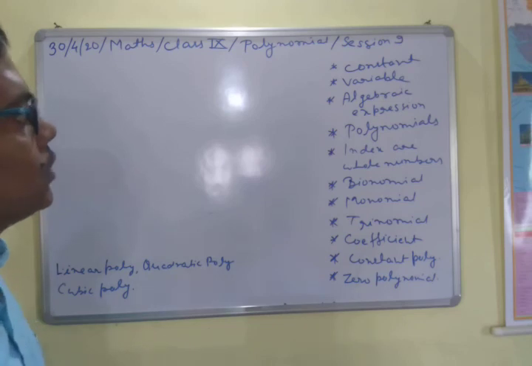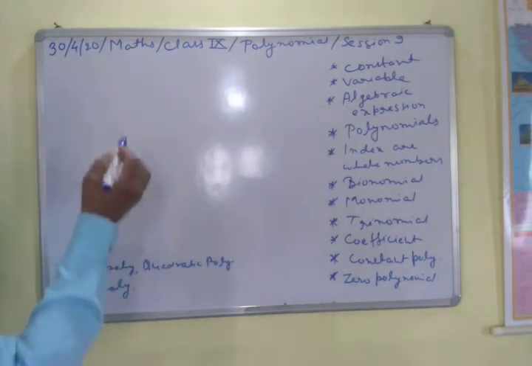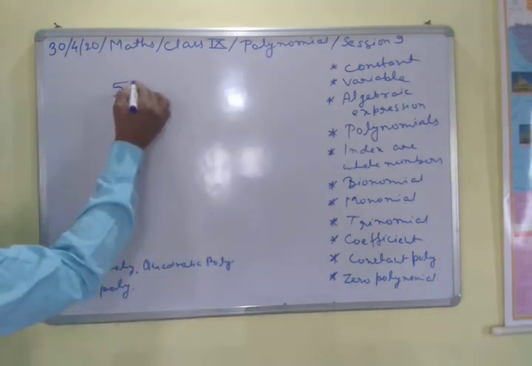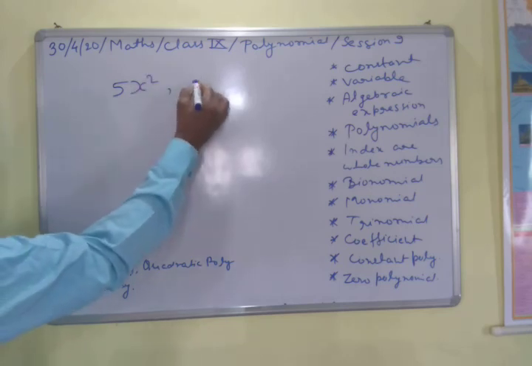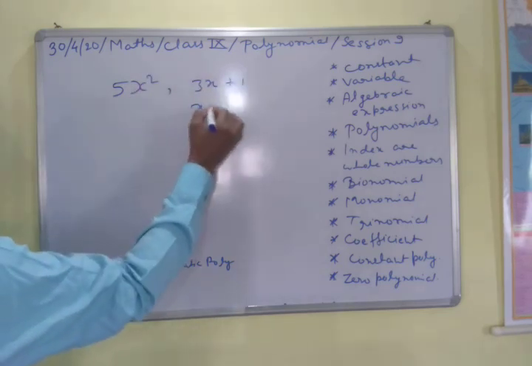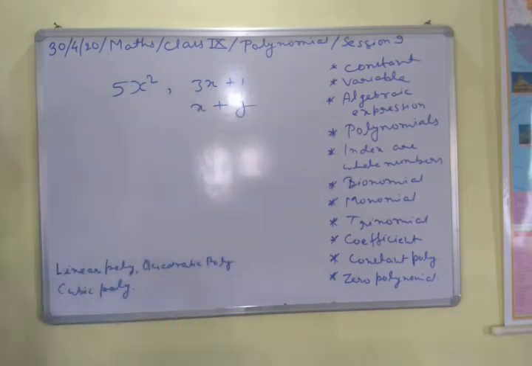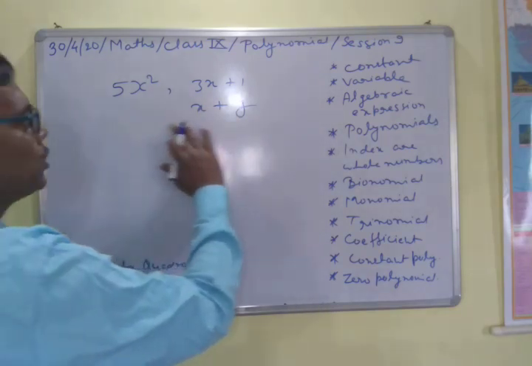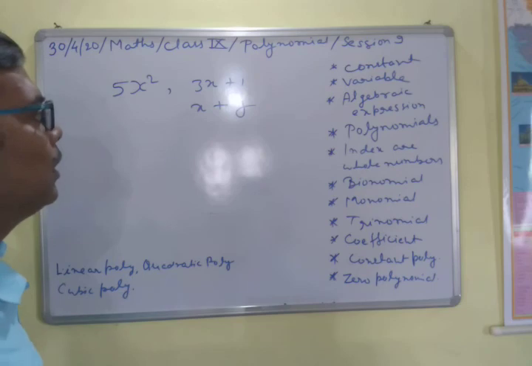The next is, what are algebraic expressions? I told you, when you write an expression like 5x square or 3x plus 1, x plus y, all these types of expressions are called algebraic expressions.